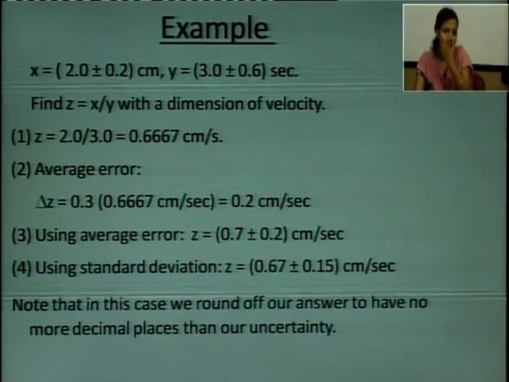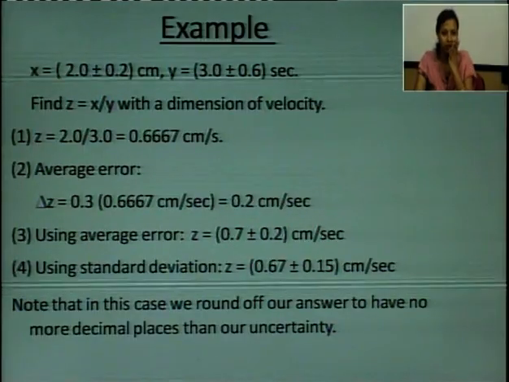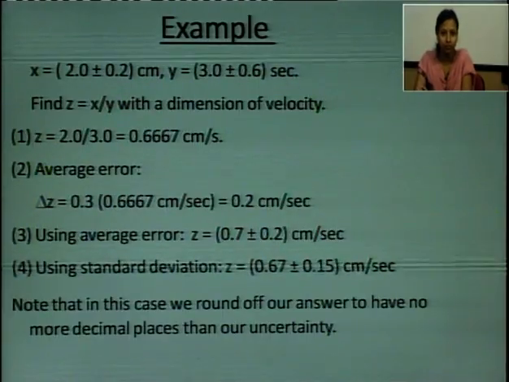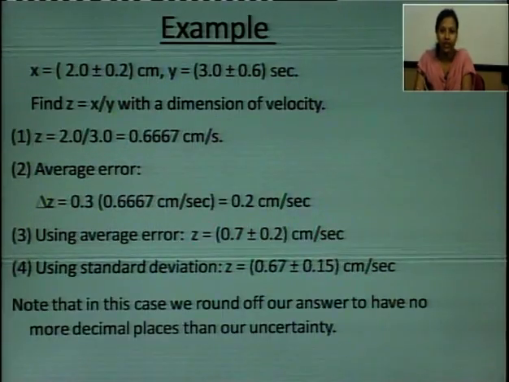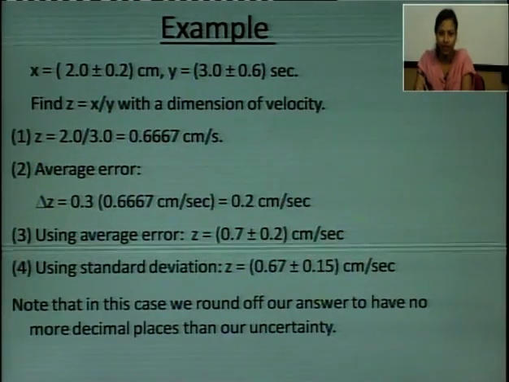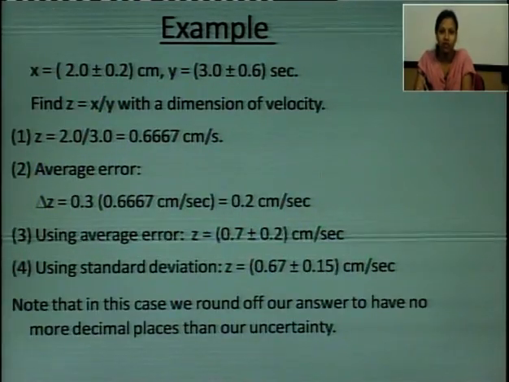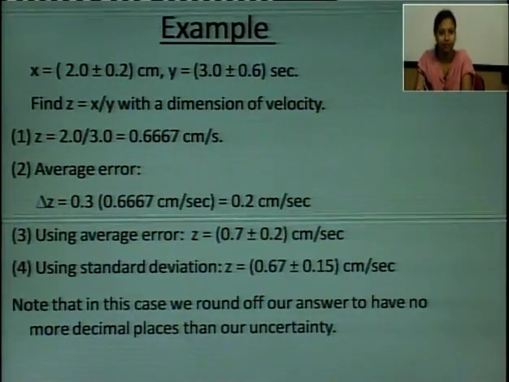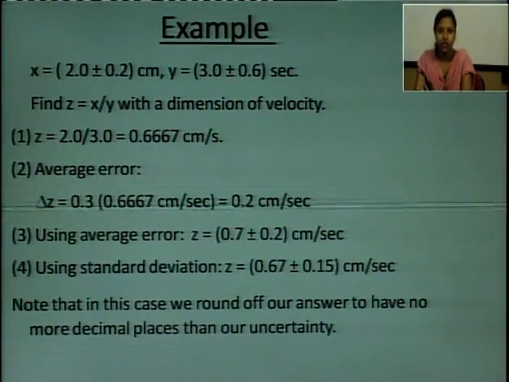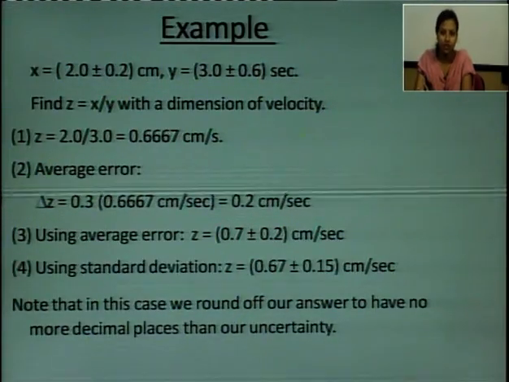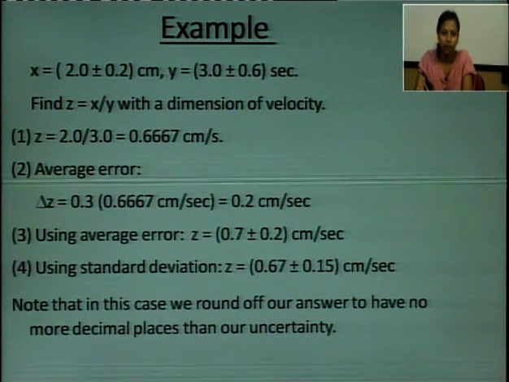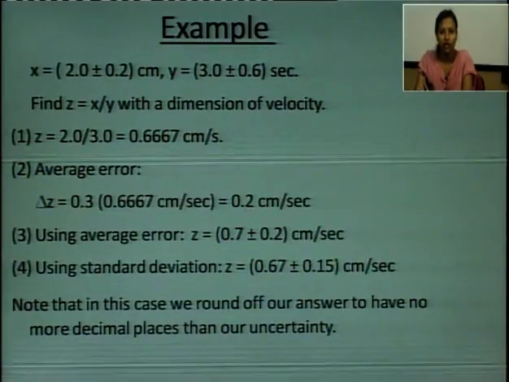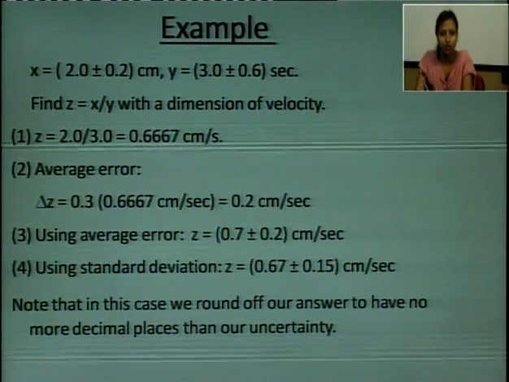So the central value of X is 2, while its error is 0.2, and the central value of Y is 3, and the error involved in the measurement of Y is 0.6. Then Z is equal to X upon Y, and it is equal to 2 upon 3, 0.6667. The number of figures we want, we can write like here. We want only up to 1 decimal, then it is equal to 0.7.